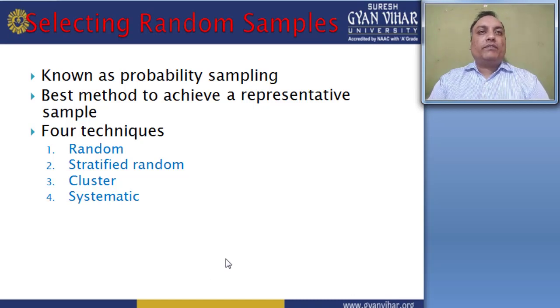So these are some methods of selecting random sampling. You already know probability sampling is the best method to achieve representative samples. Here are four techniques. First one is random, second is stratified random, third is cluster, and then the systematic technique.